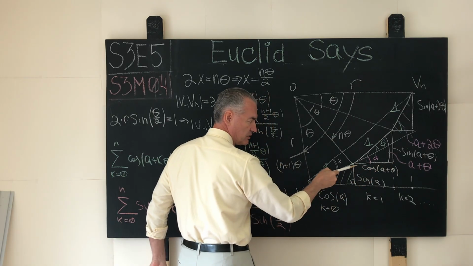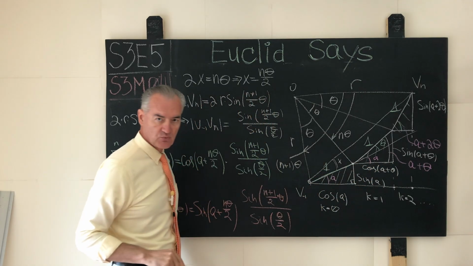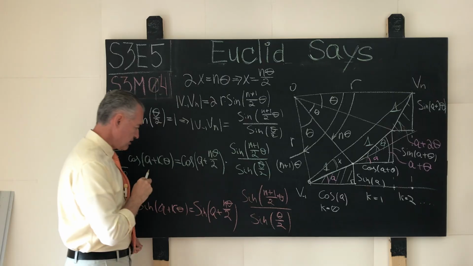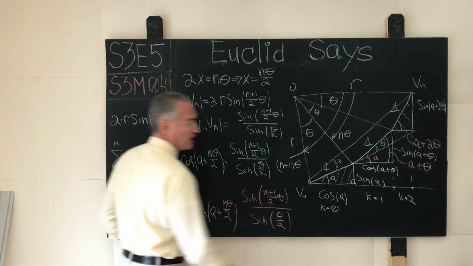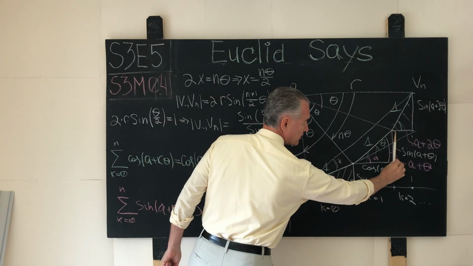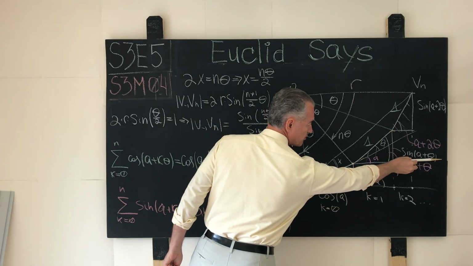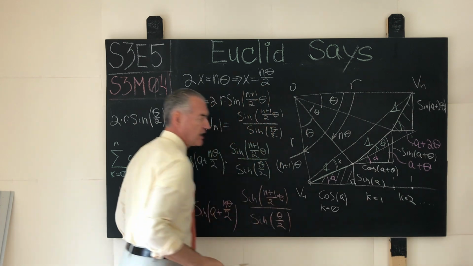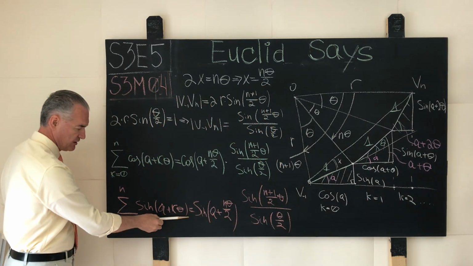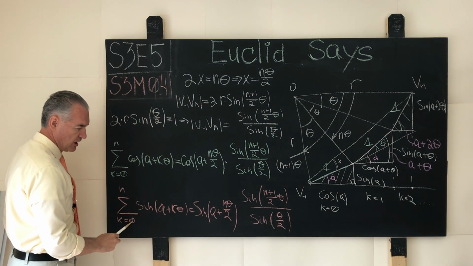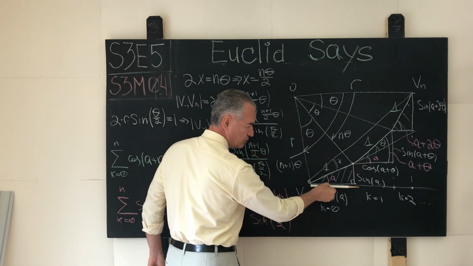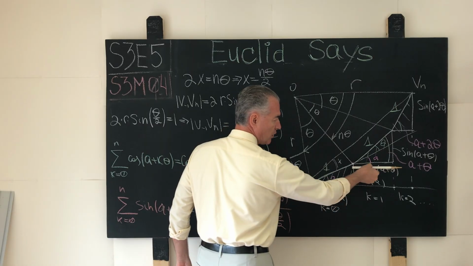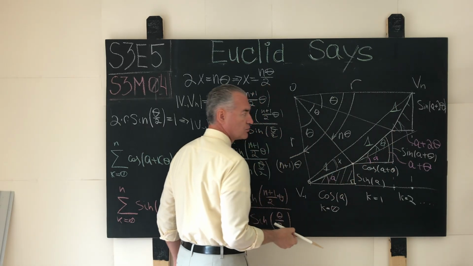Correspondingly, the bottom line segment will represent what? The second term in our sum, cosine of a plus 1 times theta. And the vertical line segment, this one right here, will represent the sine of a plus 1 copy of theta here in this term when k is equal to 1. K equals 0, bam, bam, k equals 1, bam, bam, k equals 2.